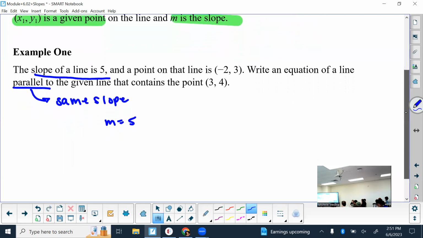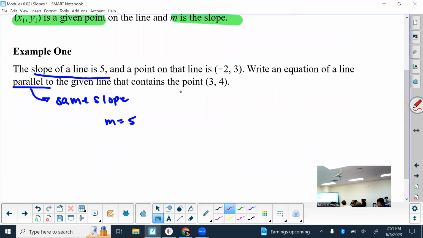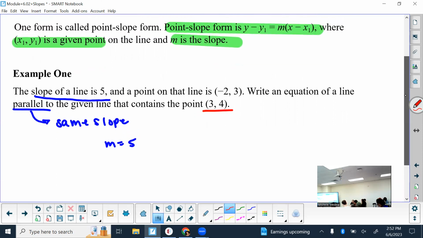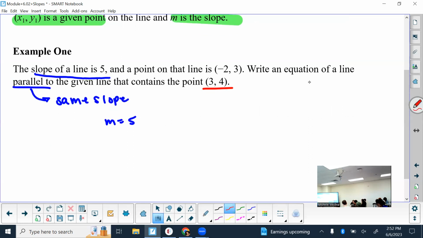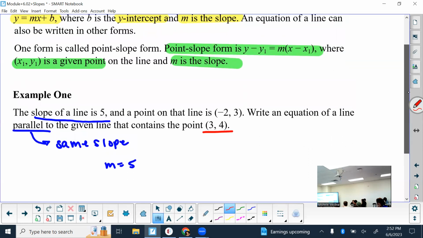All right, but it also gives me this other criteria that it has to go through this given point, (3, 4). So should I use y = mx + b, or should I use y - y1 = m(x - x1)? Which one gives me a point and a slope? Good.